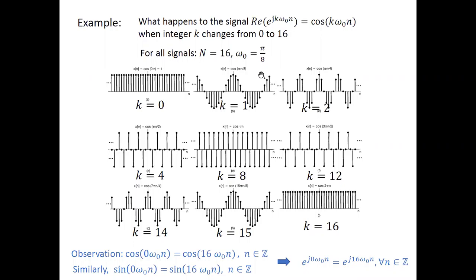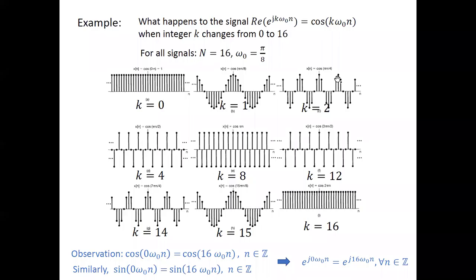And if k equals 2, we have cosine 2 omega 0 n, which is cosine of pi divided by 4 n. You can calculate the fundamental period for this signal, which is 8. Basically, after 1, 2, 3, 4, 5, 6, 7, 8 samples, you will repeat the same pattern. And also, as you increase k, the k omega 0 becomes larger, and this cosine signal will oscillate more and more frequently. That's why previously you oscillated every 16 samples, but this time you oscillate one full cycle every 8 samples.